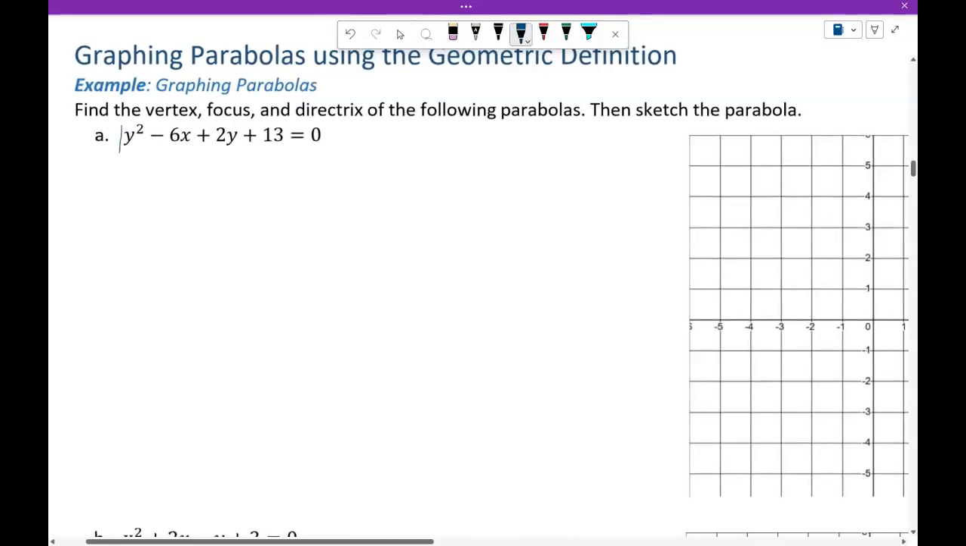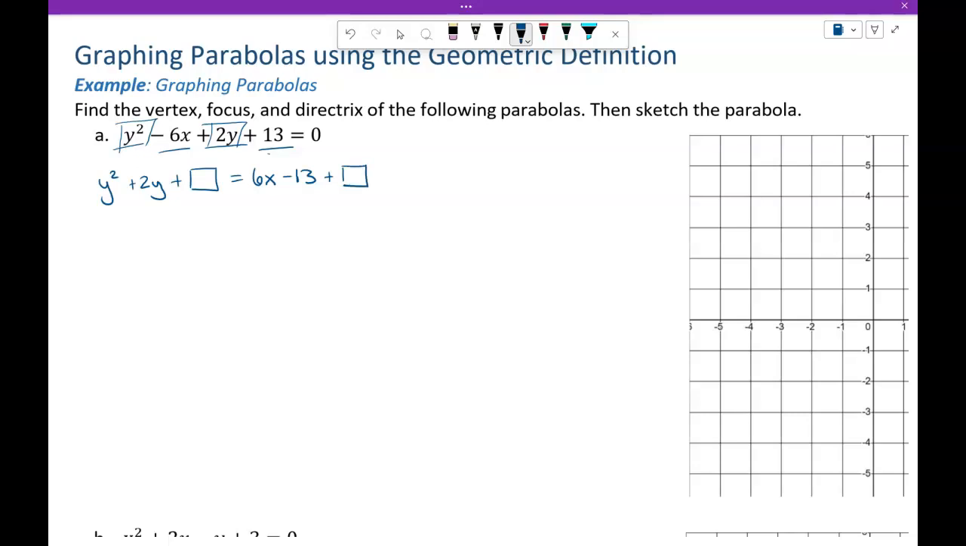Since we're completing the square on the y values, we want to move everything that's not a y term to the other side of the equation. So we'll have y squared plus 2y. We'll put in our boxes because we're completing the square. We're adding 6x and subtracting 13 to 0 so that our non-y terms are on one side and the y terms are on the other.